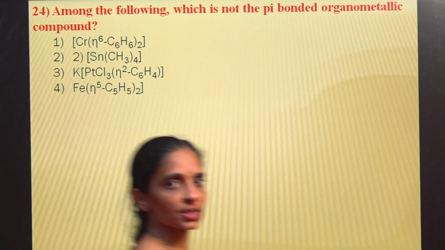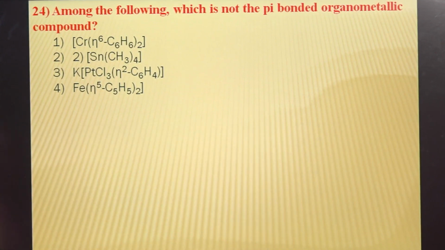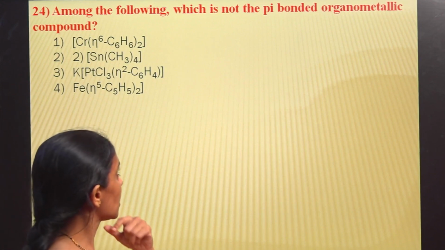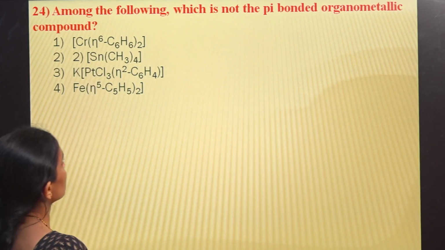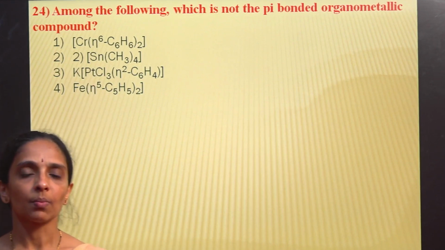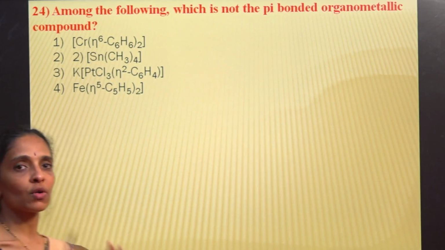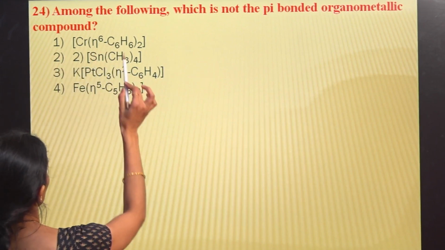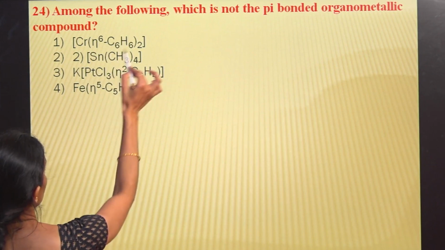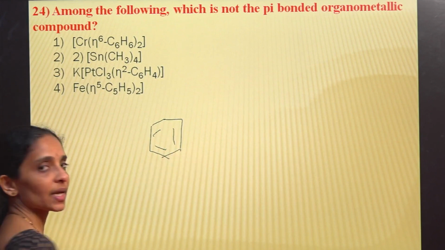The next question is a question on pi bonded organometallic compounds. Now you have to select the complex which is not a pi bonded organometallic compound. What is a pi bonded organometallic compound? In such compounds, the ligands will have pi bonds in them. For example, look at the first complex. You have a benzene as the ligand. And you know very well benzene has got pi bonds in it.